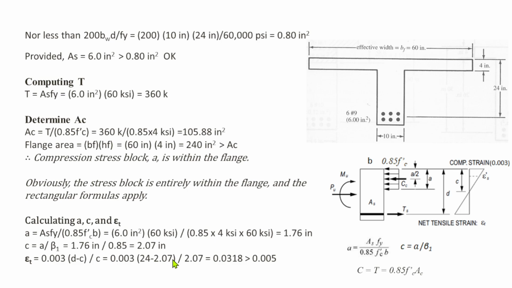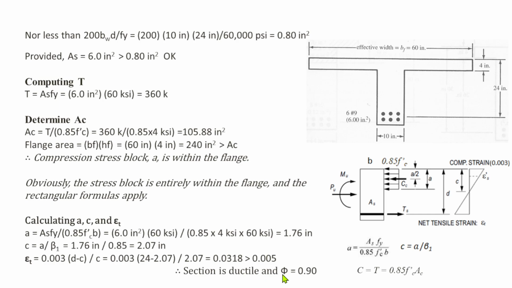Then by ratio and proportion, we can determine now the value of tensile strain of steel. So the value of the strain of steel is 0.003 by ratio and proportion, is one here, times 24 minus 2.07 all over 2.07 according to this equation. So we come up 0.0318, the value of tensile strain, which is greater than 0.005. So which means the section is ductile.